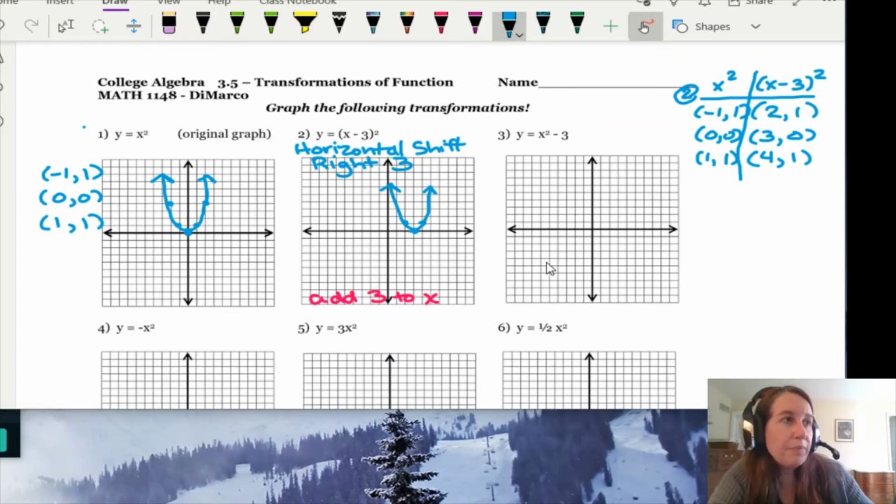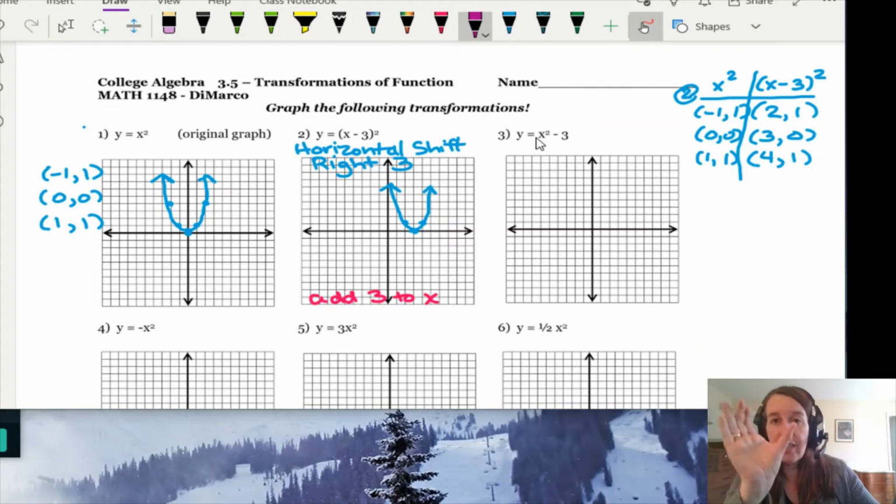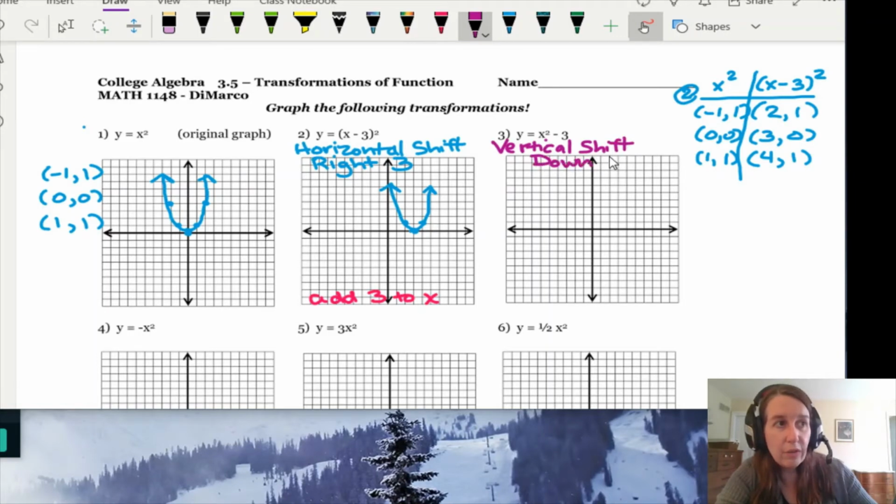All right. Moving along, for number 3, it says y equals x squared minus 3. Notice there's no parentheses. So when it's happening to the whole function, you're going to take x squared and you're going to move it down 3, the whole thing down. So this is called a vertical shift. And this one would go down 3.